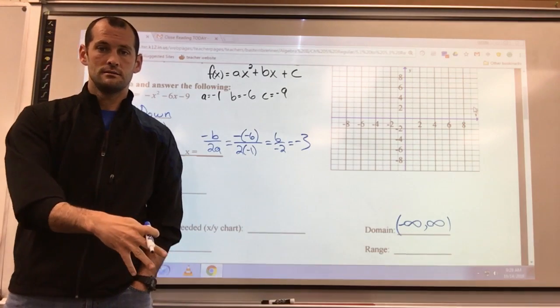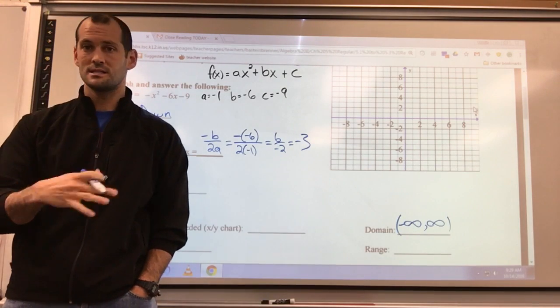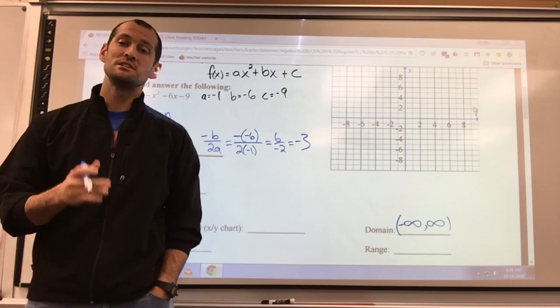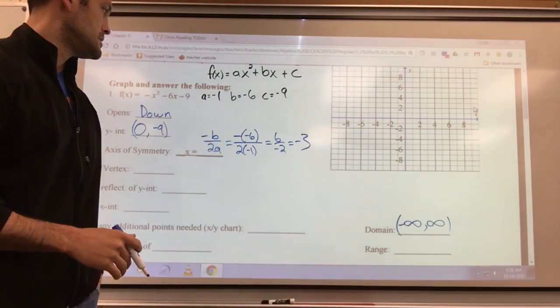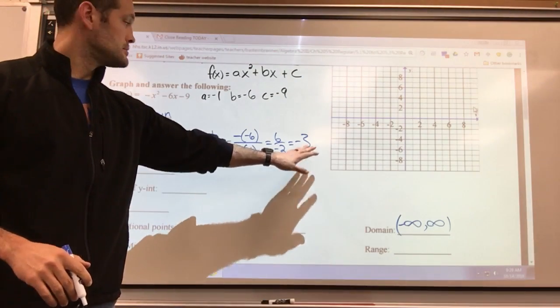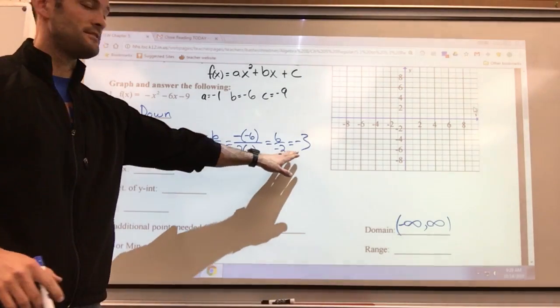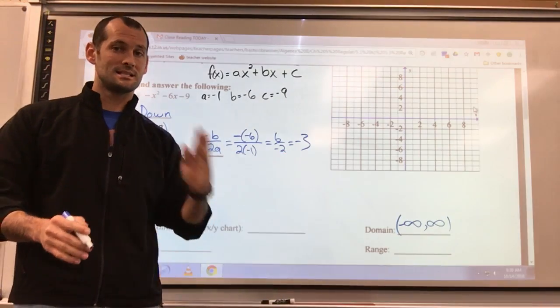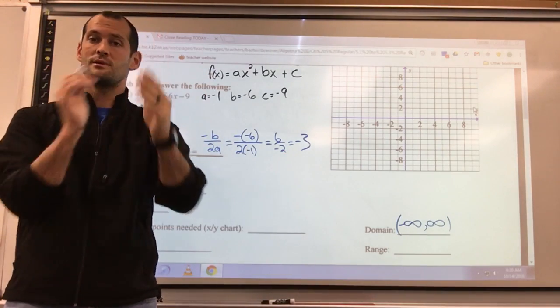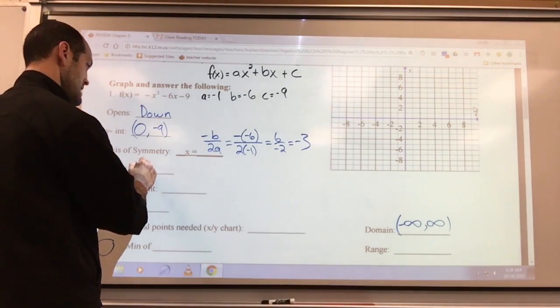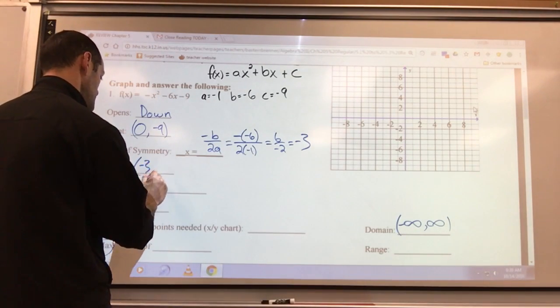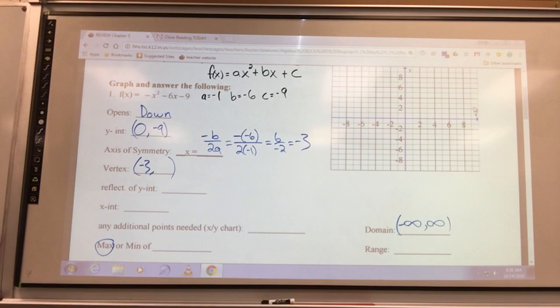It's not just a random number. It's not a point. It's not a value. It's an equation of a line, okay? So we'll come back to how we're going to use this. So this serves two purposes. First off, it's going to tell me the axis of symmetry. It's the line that all my points will reflect around. But it also serves as the x value for my vertex, okay?